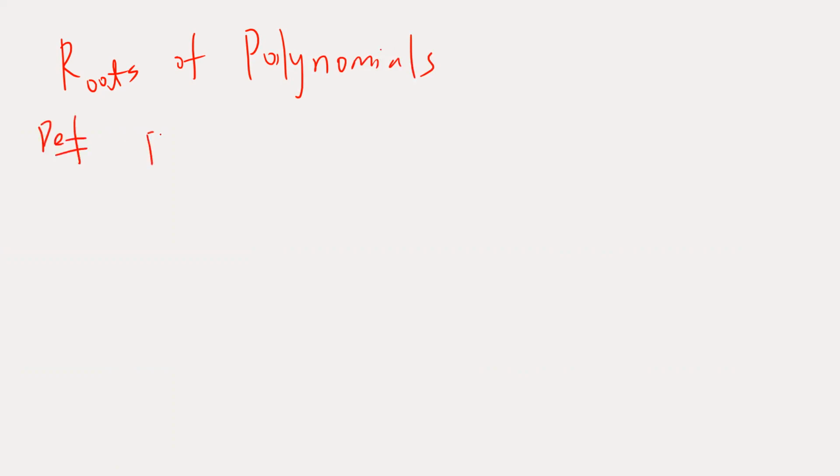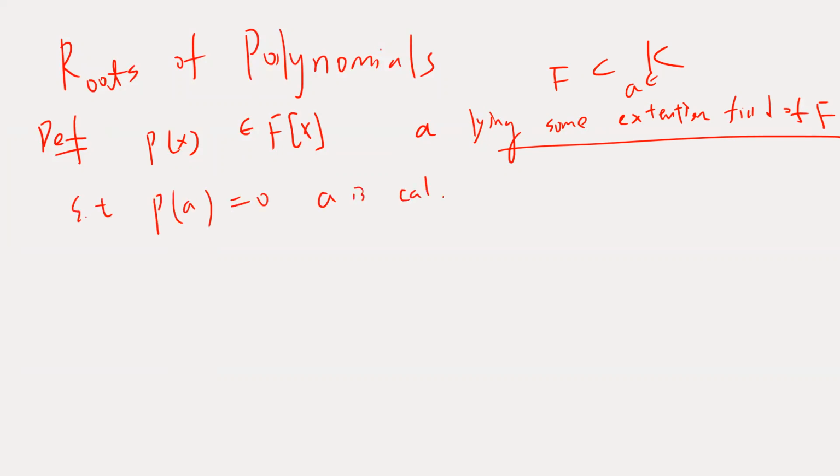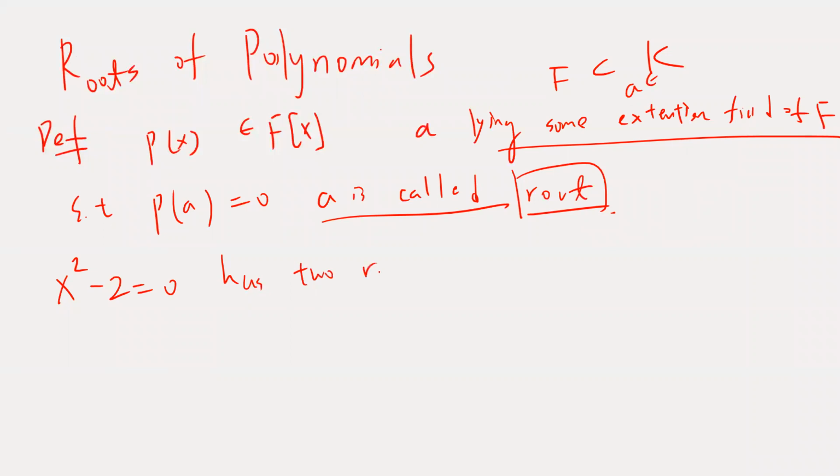So define: if p of x is some polynomial with coefficients in F, and a lies in some extension field. Basically, what I'm saying is that if you have a field extension K over F, in which a belongs to K, such that p of a is 0, then a is called a root. Yeah, this is a very simple idea, right? Everybody knows it. For example, x squared minus 2 equals 0 has two roots, plus or minus square root of 2.